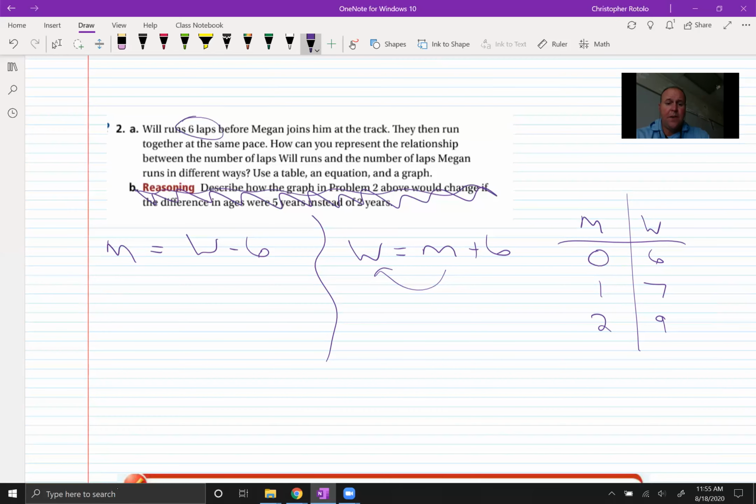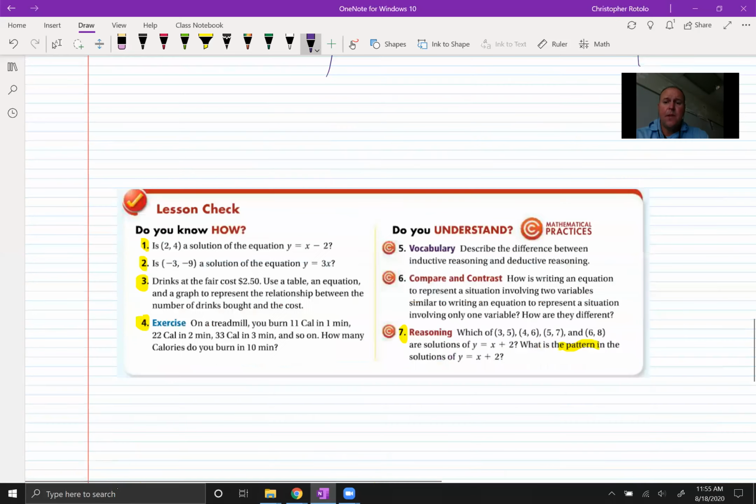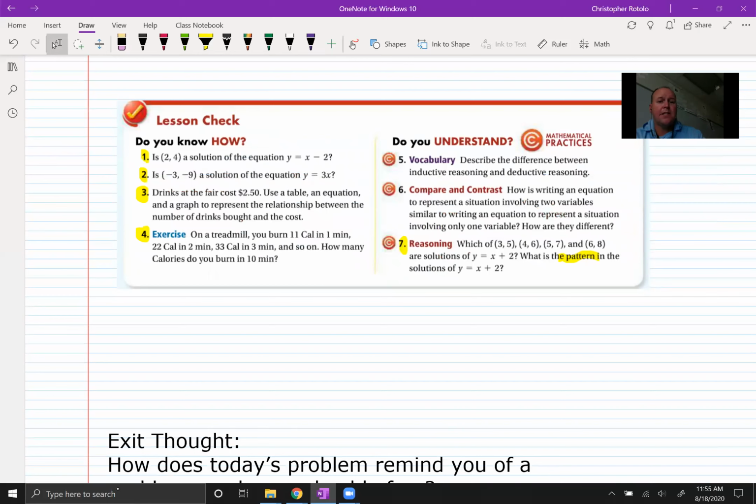All right, so hopefully that gives you some insight. All right, in your notebook, I do want you to try out this lesson check, just the highlighted ones. Okay, kind of steps through exactly what we just did. Is it a solution? So there's 2 of the same. So go back to the very second problem if you have trouble with that. And then we start looking at representing how those go together. So the 3 and 4, those guys go together. And then number 7, what's the pattern? What's happening? So if it is a pattern.